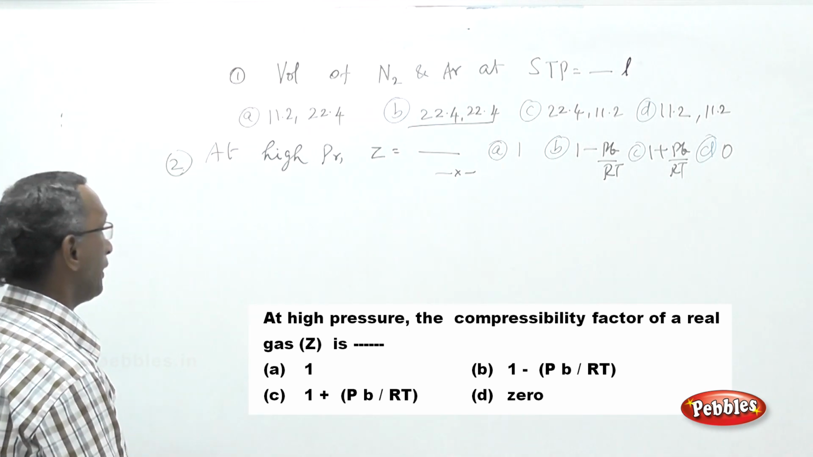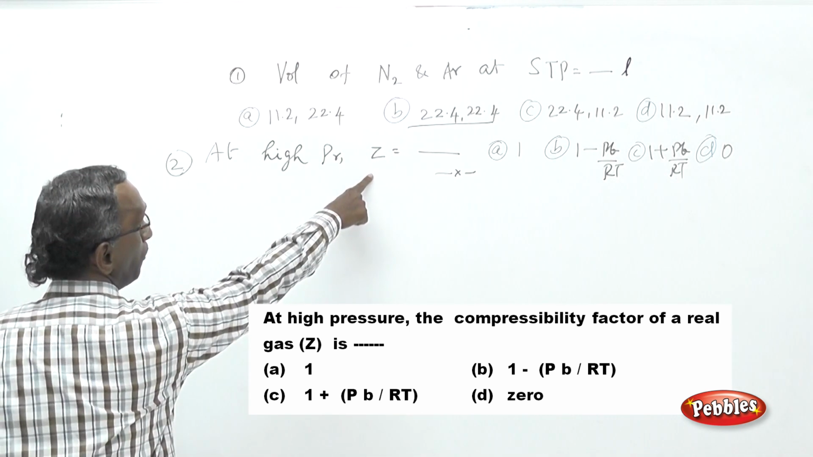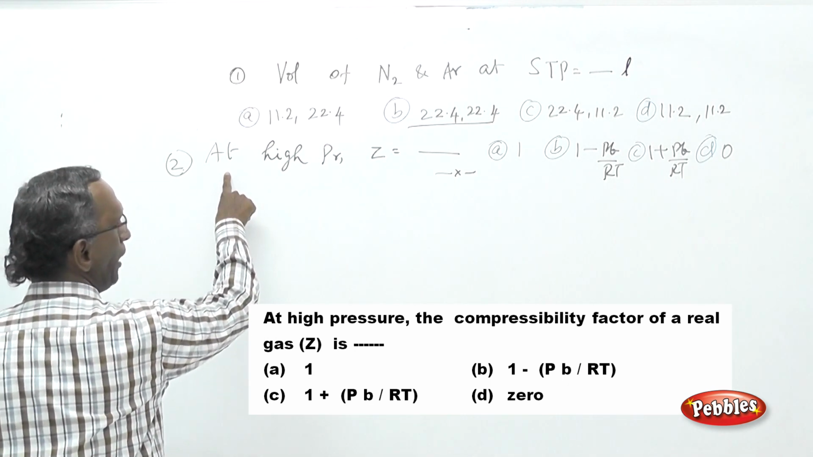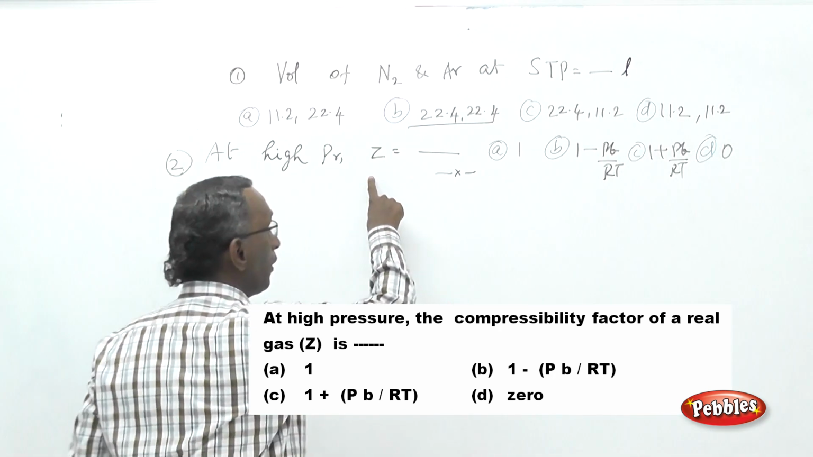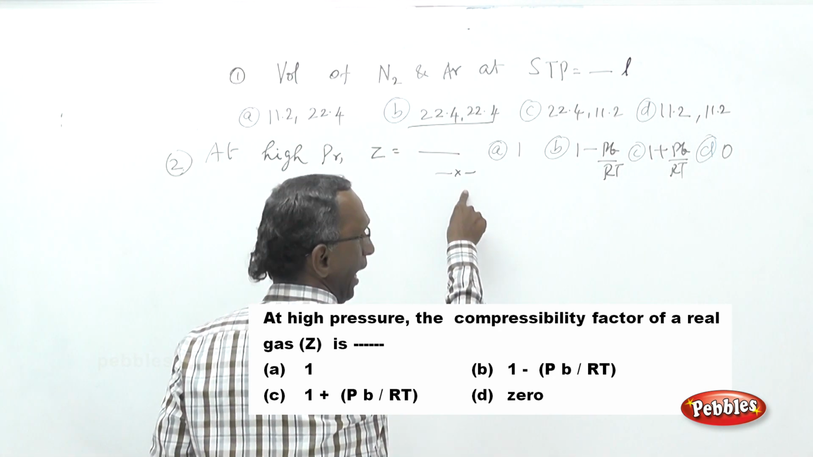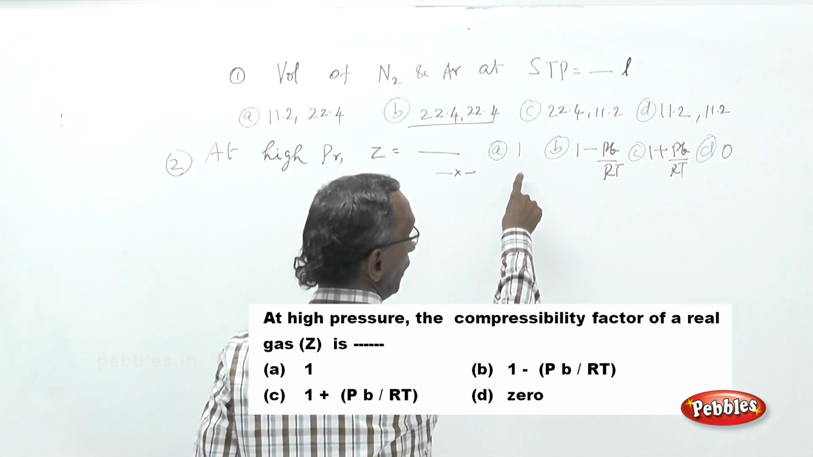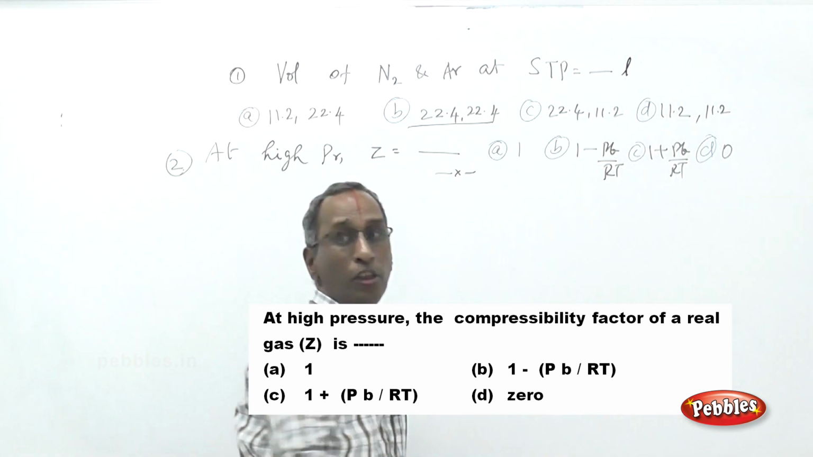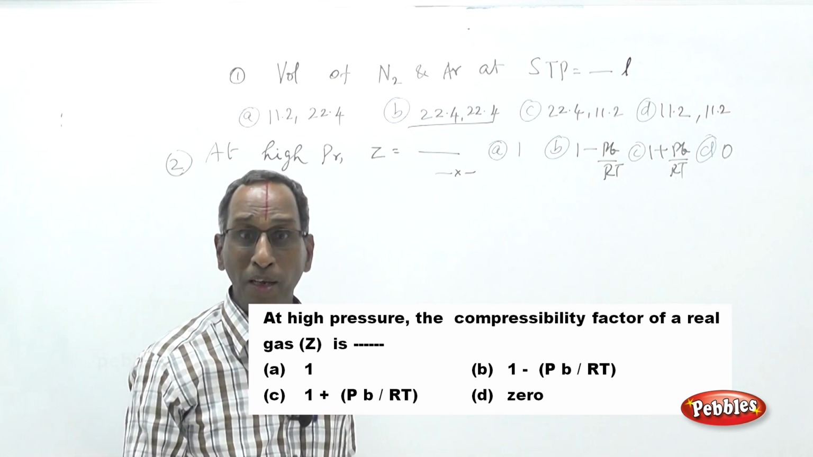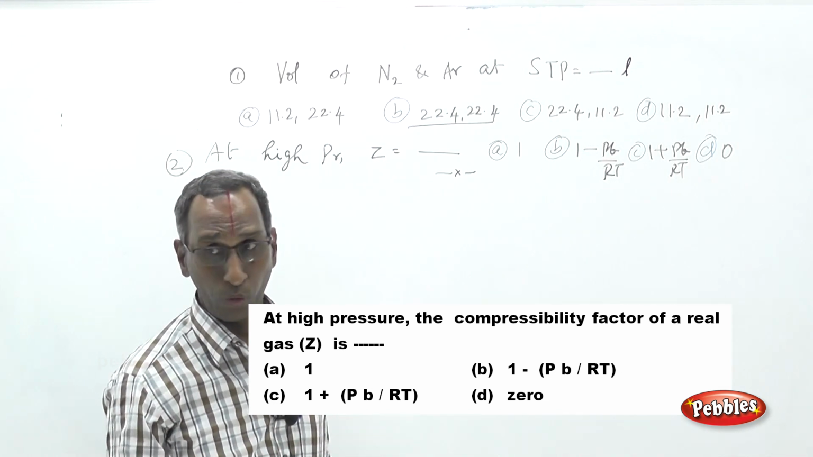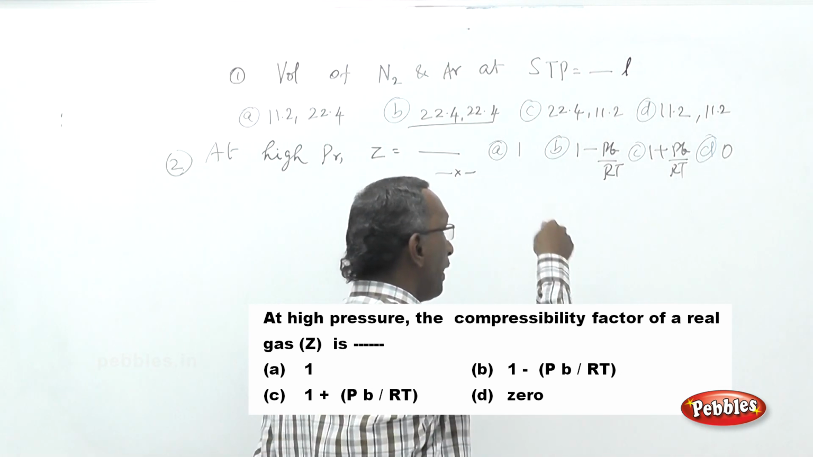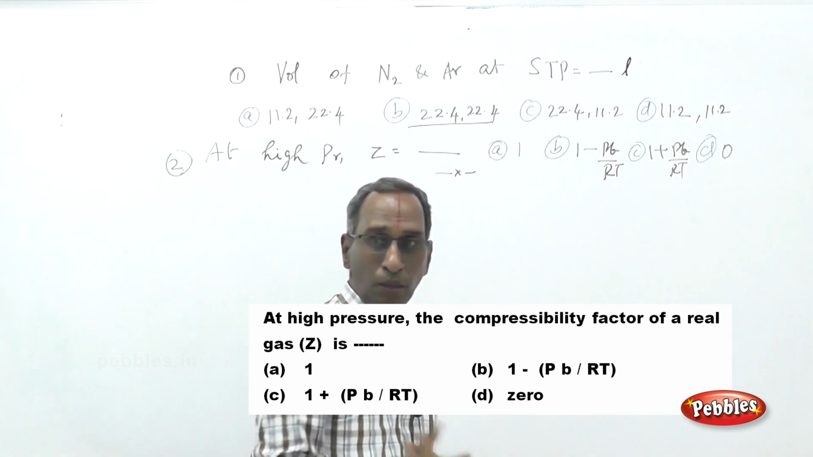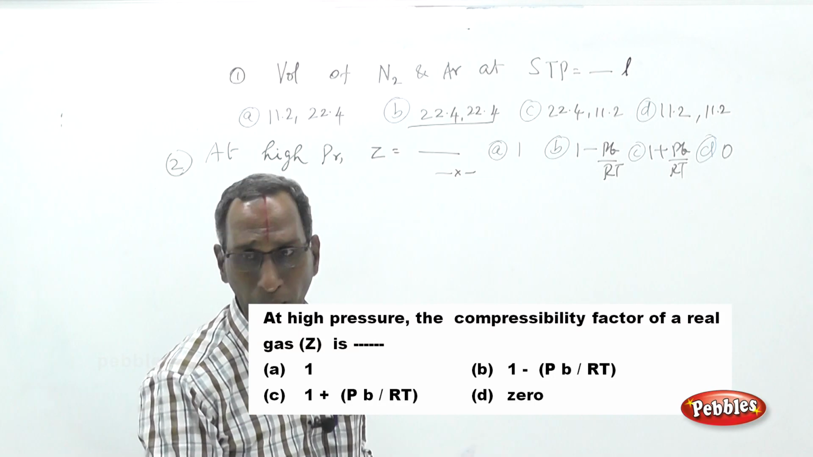So the question reads: Z stands for compressibility factor. Briefly, the question is written as: at high pressure the compressibility factor is dash. Four values are given: zero, unity, less than unity, greater than unity. Compressibility factor zero means gases cannot be compressible, so that is ruled out. They are compressible, but to a greater extent, 1 plus; to a lesser extent, 1 minus; to a normal extent, 1. That is to be noted.